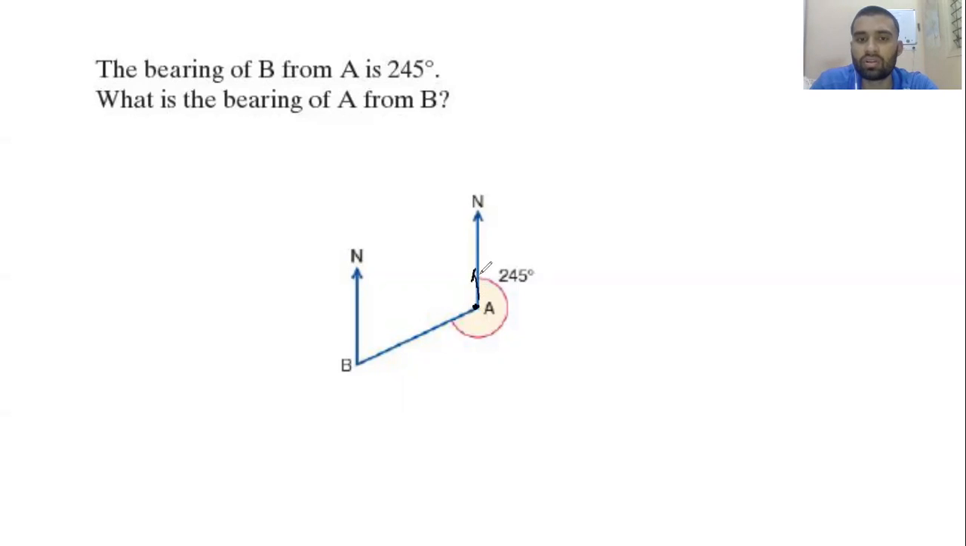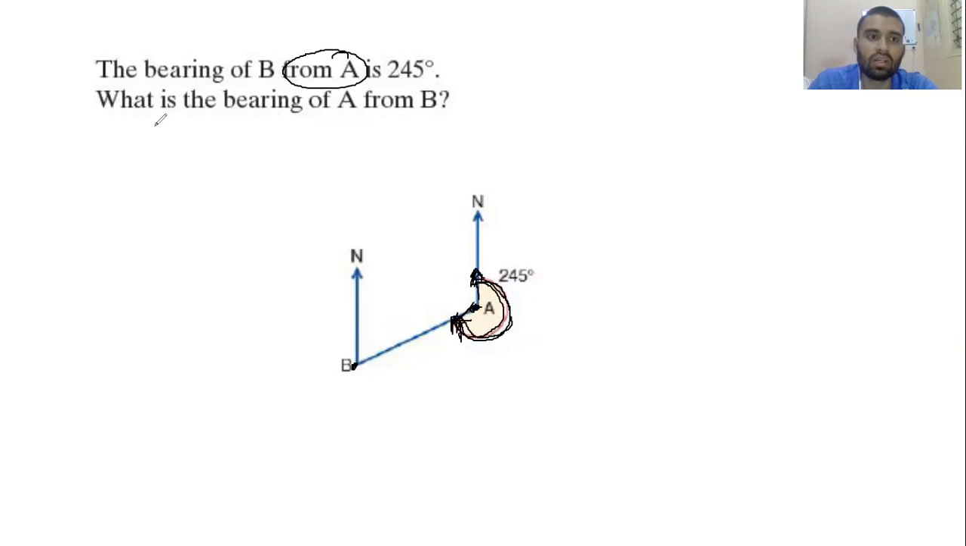Now in this case, it's from A, so I stand at this point A and I'm facing north. Now I need to turn and look towards B. B is standing here, let's suppose. So you turn 245 degrees, that means you turn in a clockwise way, and then you can see B. So this given angle is called the bearing of B from A. Whenever it's from a given point, at that point you stand and start turning until you are looking at the next object.